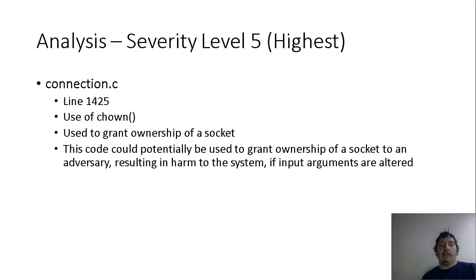In connection.c, we move on to chown, which grants ownership of files and sockets. In this case, it's a socket. And the way this is called, it could potentially be used to grant ownership of a socket to an adversary, which grants them access to the system, especially if they are able to alter any arguments.